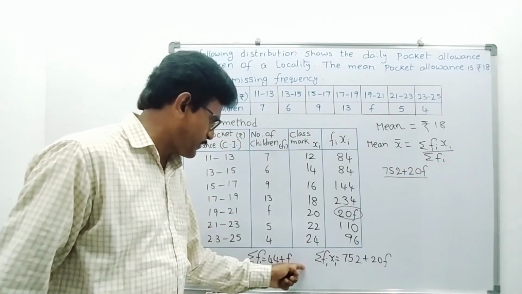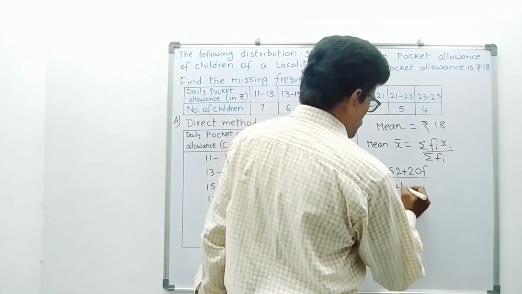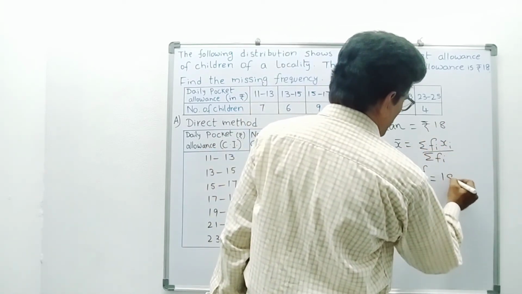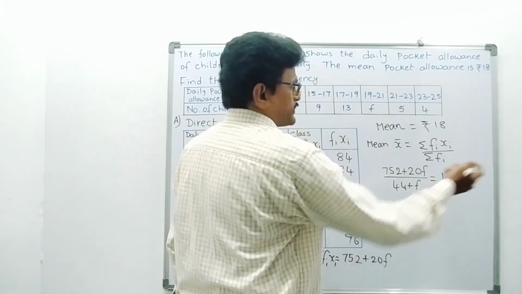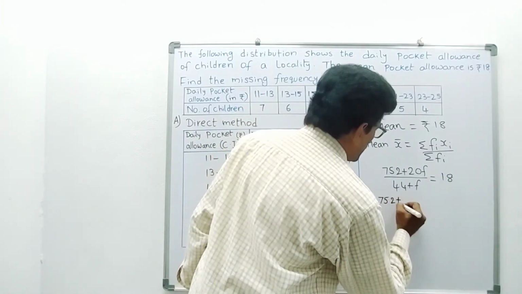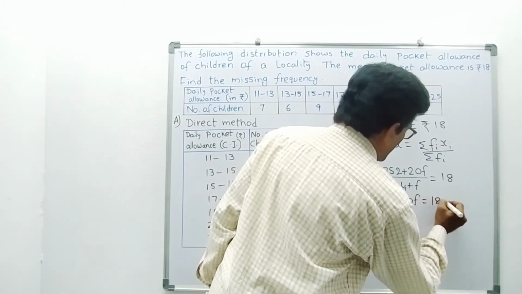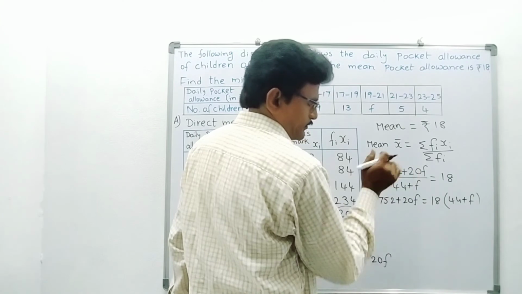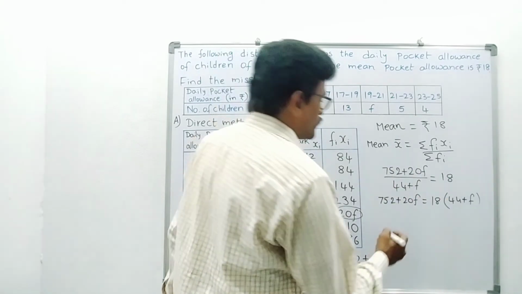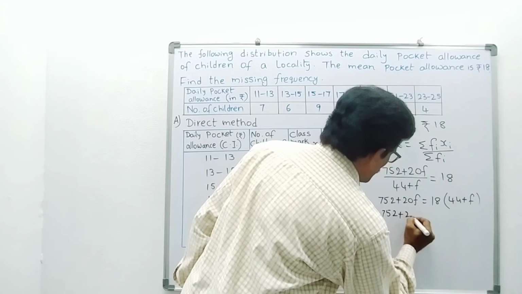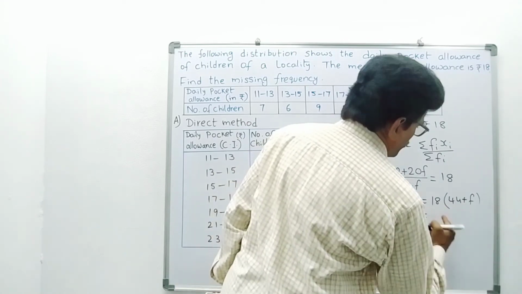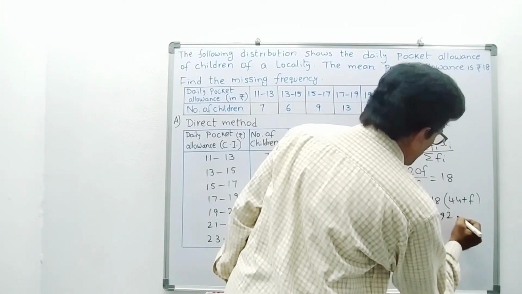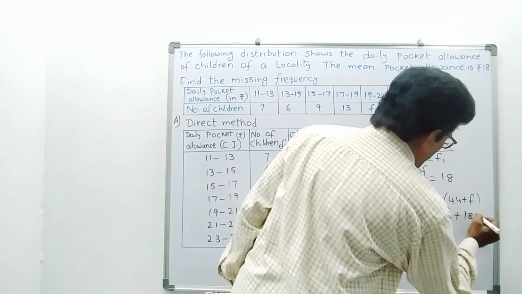Sigma Fi Xi by sigma Fi, 44 plus F, this is how much? x bar. What is x bar? It is 18. Now transpose this to the RHS. 752 plus 20F equal to what? 18 into 44 plus F. Here it is dividing on the LHS, so on the RHS it will multiply. So 752 plus 20F equal to 18 into 44. 18 fours are 72, 792. Plus 18 into F, it is 18F.